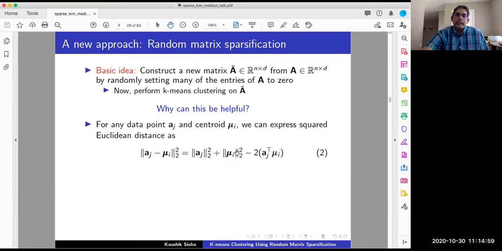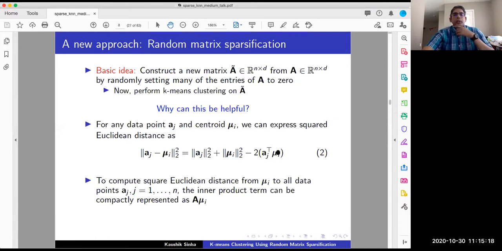Now, this quantity, the squared norm of the centroid, is constant over a single iteration. Iteration to iteration it can change, but within a single iteration it is constant. And the third term, this inner product term, is the one that we have to continuously compute for every single data point and centroid pair. So to compute the squared distance, this quantity is the most computationally intensive.